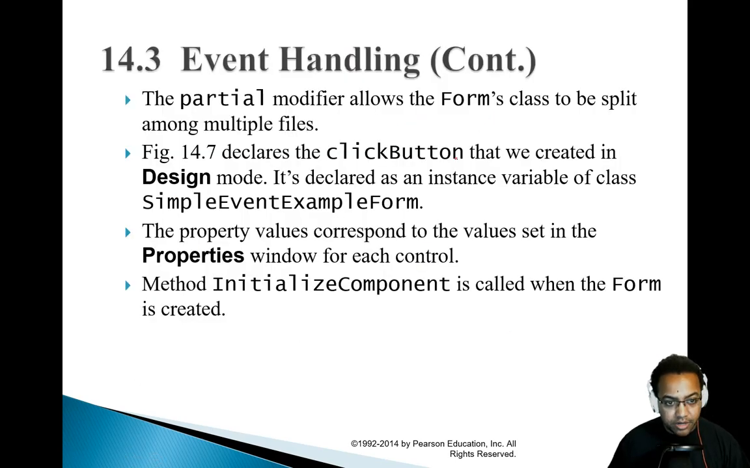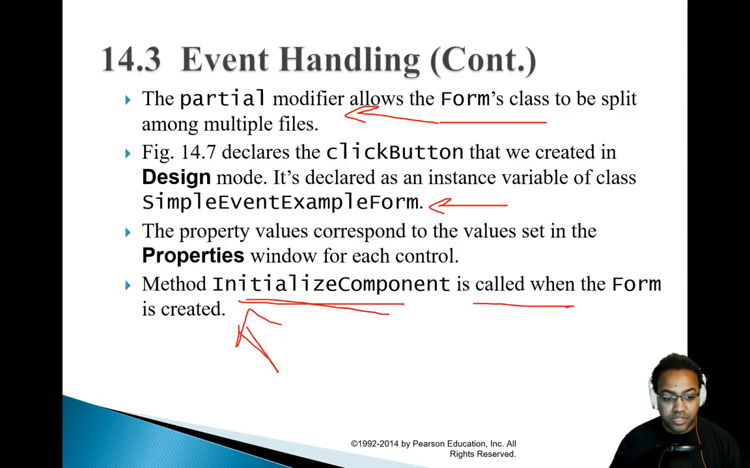The partial modifier allows the form's class to be split among multiple files. Figure 14.7 declares the click button that we created in design mode. It's declared as an instance variable of class simple event example form. The property values correspond to the values set in the properties window for each control. Method initialized component is called when the form is created. This is very important. The initialized component is called where? In the constructor. Therefore, when the form is created, the initialized component is also created or instantiated.